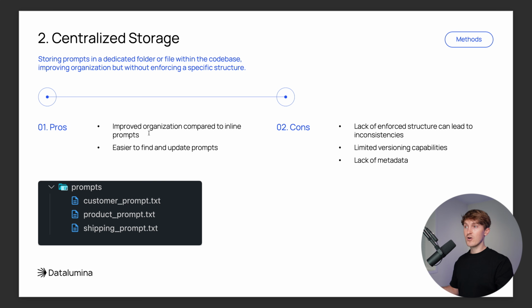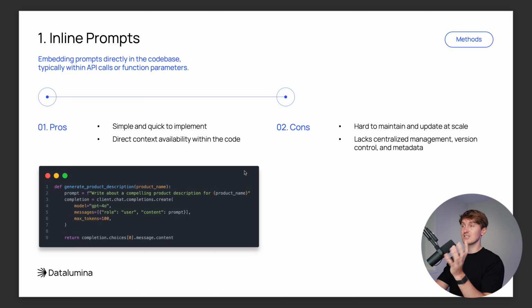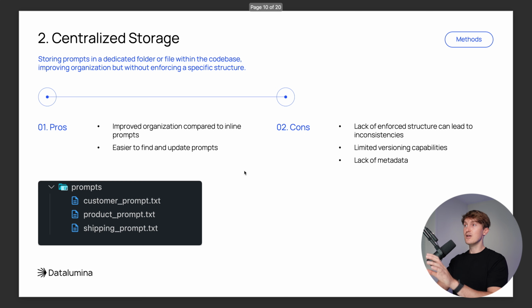So some of the pros here: improved organization compared to inline prompts, easier to find and update as well. And then we also, of course, have some cons. There is still no really enforced structure, which can lead to inconsistency. So we have some files in here, but it doesn't say how we should structure these files. Again, limited version capabilities, lack of metadata. It's a slight change from having them really inline towards a centralized place where we manage them, but there are still some issues with this approach.